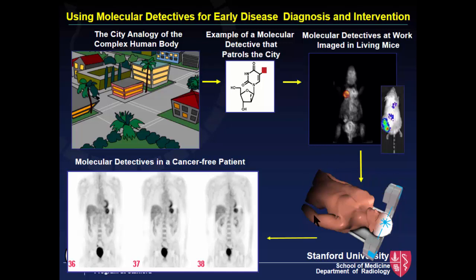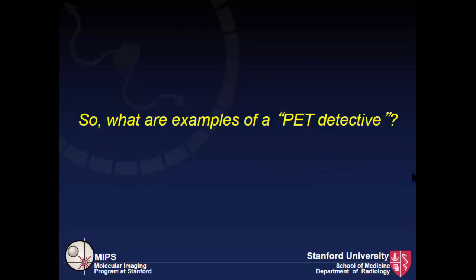Promising tracers are moved towards first-in-man studies for novel imaging agents, and we have to do the potential regulatory steps and evaluate it in a normal subject, in this case a cancer-free patient, looking at a novel tracer, for example, that shows us the biodistribution of the tracer within the human body.